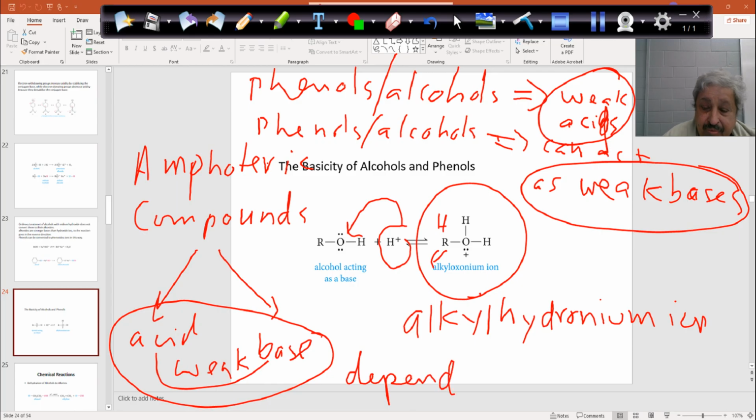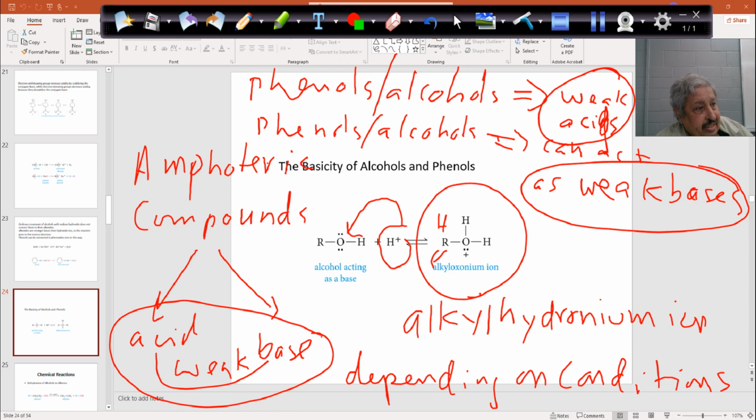Depending on the chemical conditions, such as temperature, usage of a catalyst, correct? Adding an acid to them or adding a base to them. So this is the way it is.